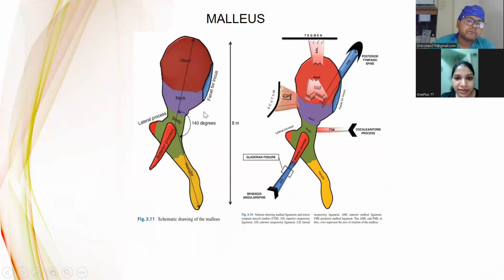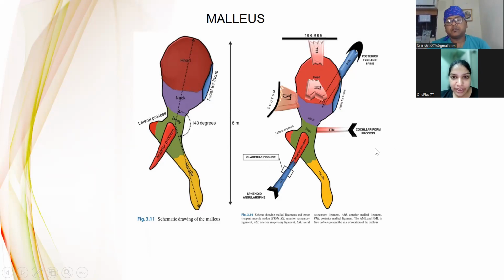Okay, and there is the facet for the incus in this area, which you can appreciate in the blue color, and the body and the handle form an angle of 140 degrees. You can clearly appreciate it in this diagram. Okay, and there are the various attachments. See in this second diagram, you can see how the malleus is attached to the various structures of the middle ear. This is a schematic diagram showing various malleal ligaments and tensor tympani suspensory ligaments.